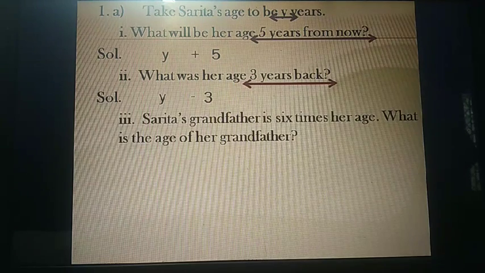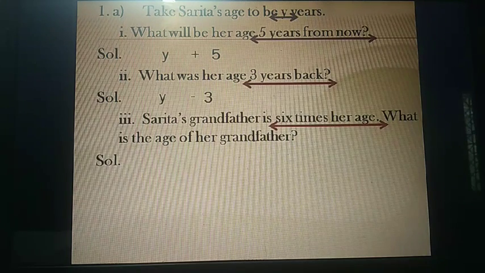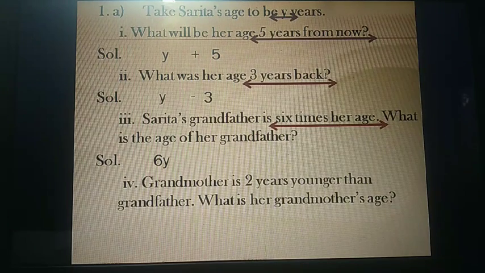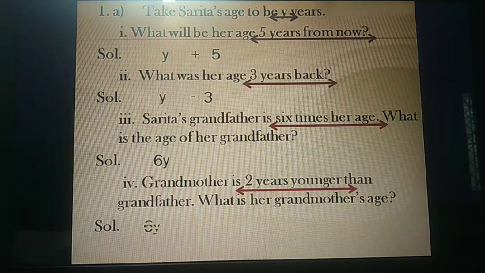Next, Sarita's grandfather is 6 times her age. 6 times means multiply. What is the age of her grandfather? So grandfather's age will be 6 of y, that is 6y. Grandmother is 2 years younger than grandfather. What is a grandmother's age? So grandfather is 6y and grandmother is 2 years younger. So finally we will have 6y minus 2.